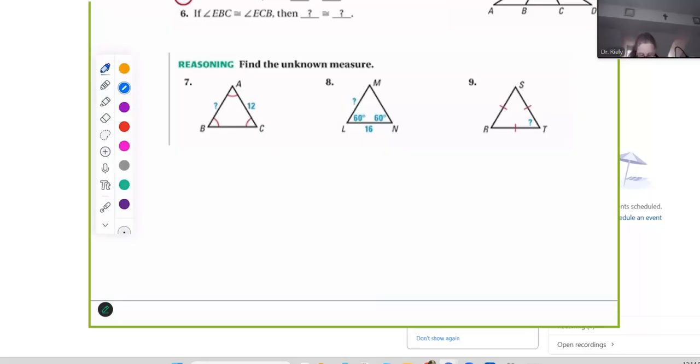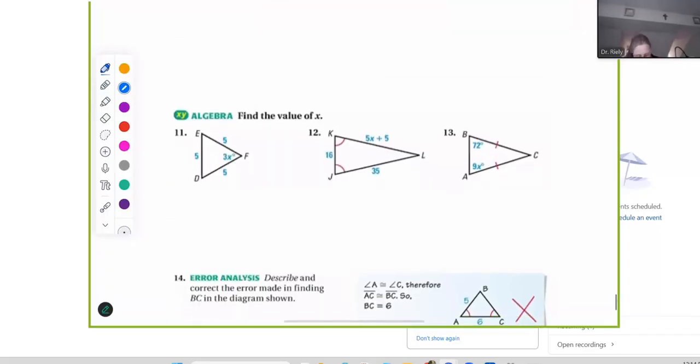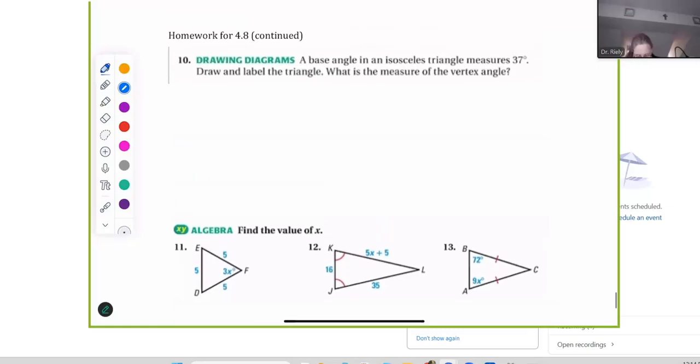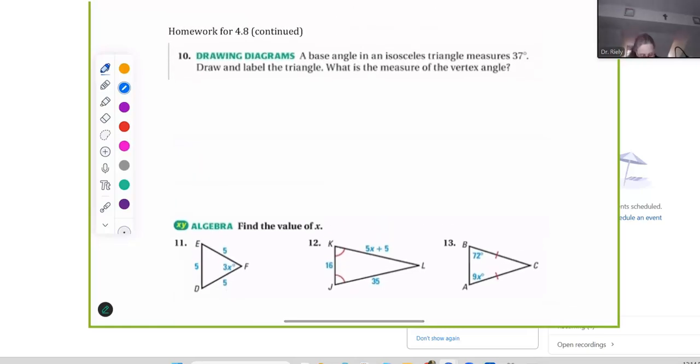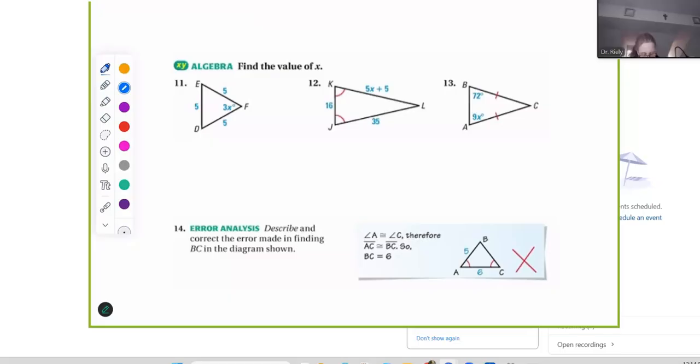Find the unknown angle measurement or side measurement. So look at the markings. Remember which markings you were allowed to put on, and you should be able to solve that no problem. Okay, so the next one here, let's see. A base angle in an isosceles triangle measures 37 degrees. That's a base angle. Draw and label the triangle, and then find the measure of the vertex angle. Okay, again, it's all vocab.